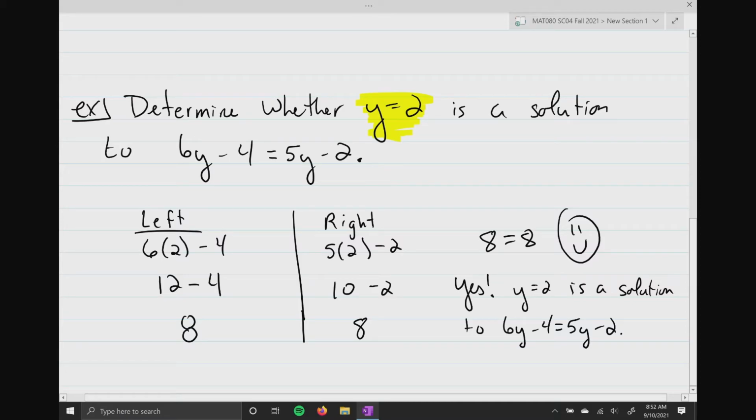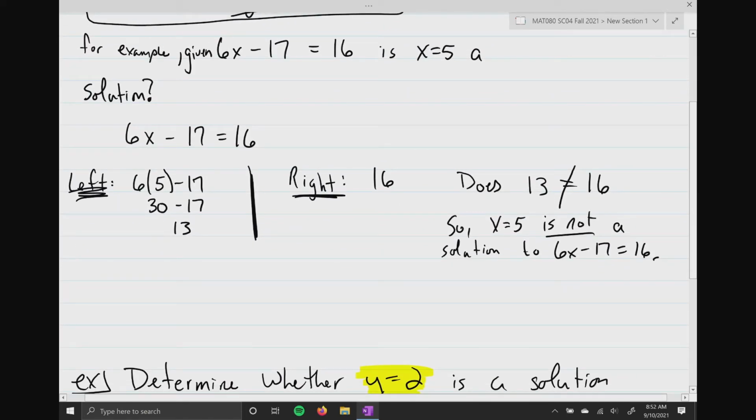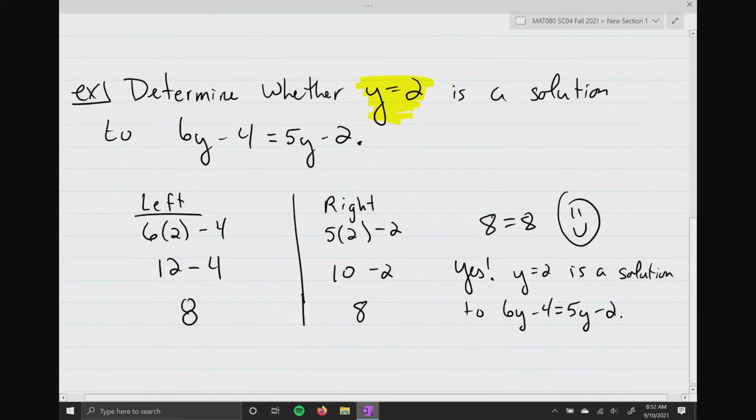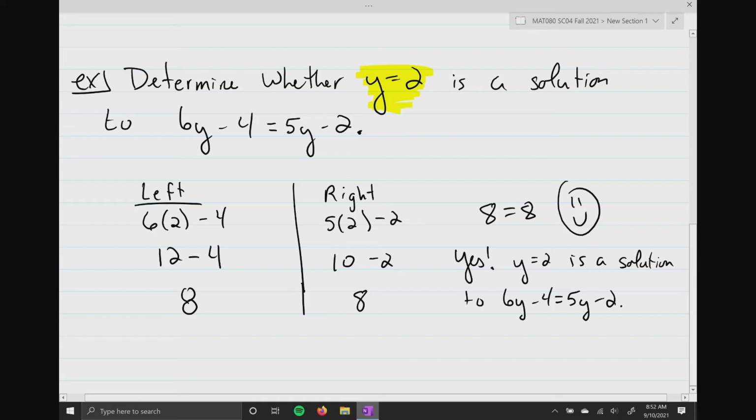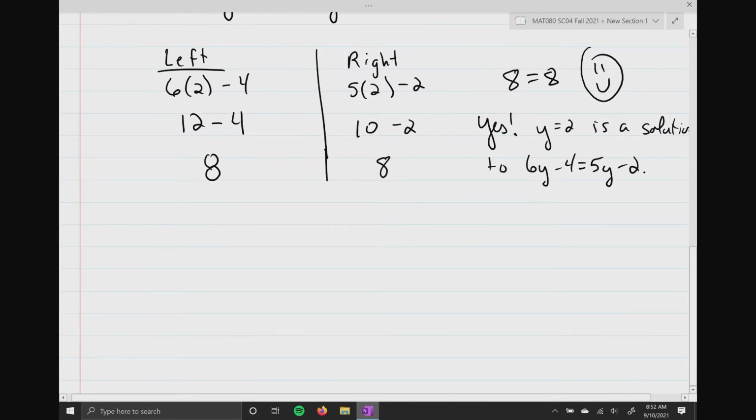All right. Now here comes the fun part of the lecture. I'm going to scroll up just a little bit because I want to show you something. In this example, I gave you a value of x. I said, try it out. Tell me if it works. In the second example, I gave you a value of y. And I said, try it out, see if it works. What if I didn't give you a value?